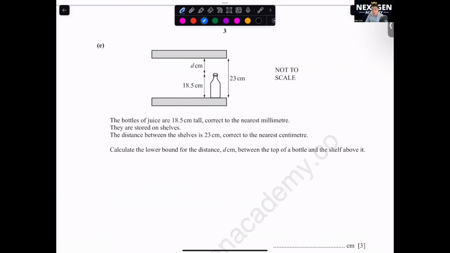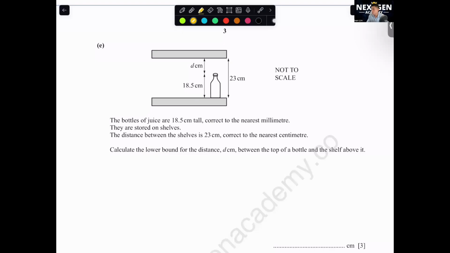The bottles of juice are 18.5 cm tall, correct to the nearest millimeter. They are stored on shelves. The distance between the shelves is 23 cm, correct to the nearest cm. Okay, look at all the units here, it's all different. Calculate the lower bound for the distance, d cm, between the top of a bottle and the shelf above it. Okay, this is an upper bound, lower bound type of question.